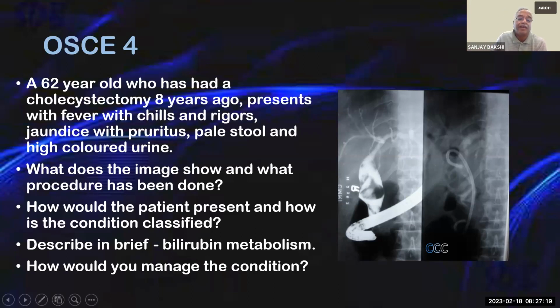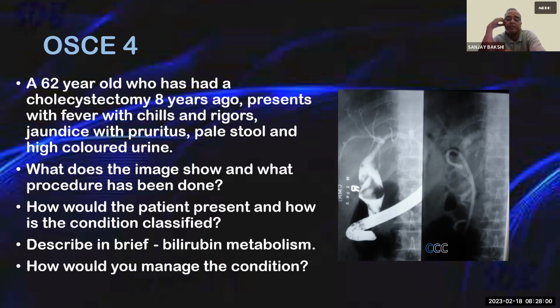Yes, sir. So what are you looking at? Is it a normal picture? No, sir. There is a single stone in the CBD. This is a case of choledocholithiasis. So how is this filling defect? Is it a regular filling defect or is it round? Look at the filling defect. So it is round. It's not exactly round. It need not be. A stone in the bile duct may be a faceted stone, or can be an elongated stone.